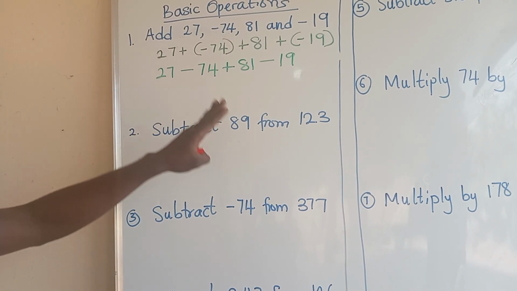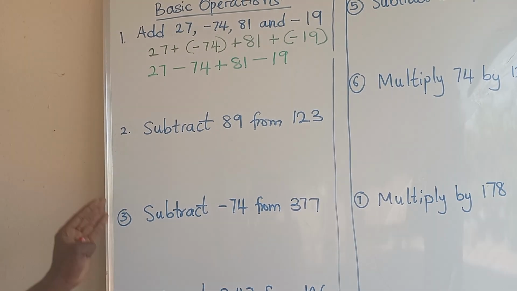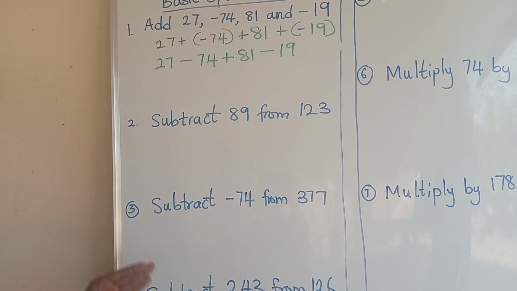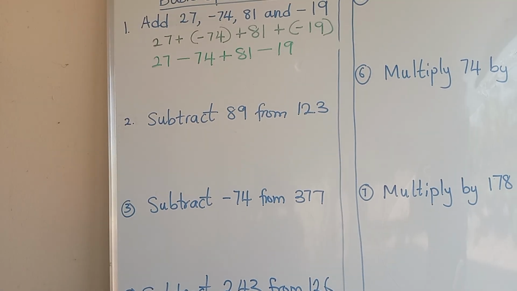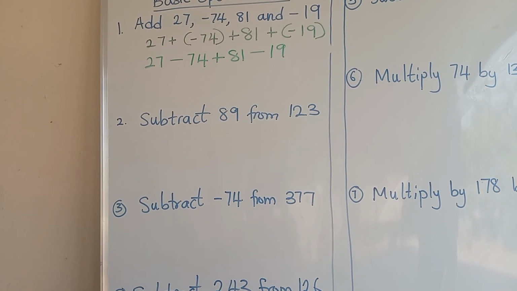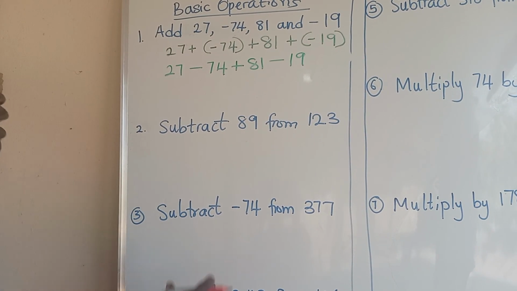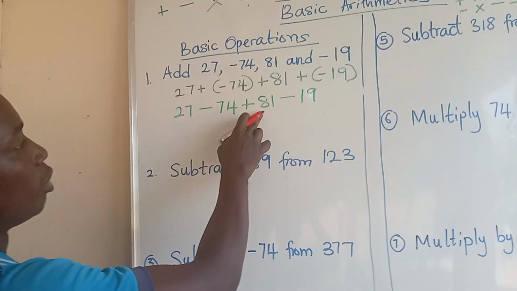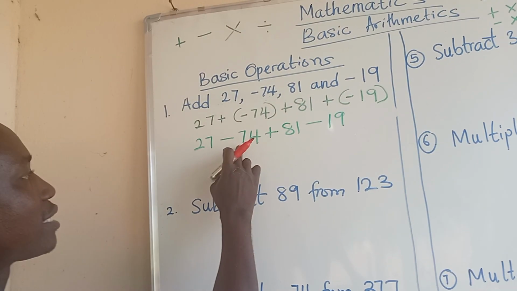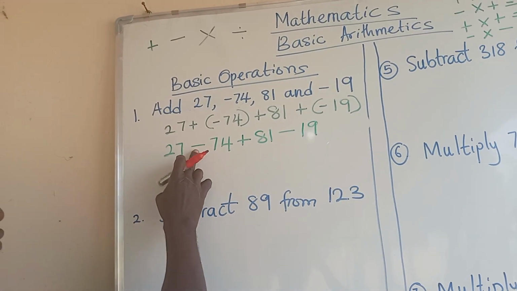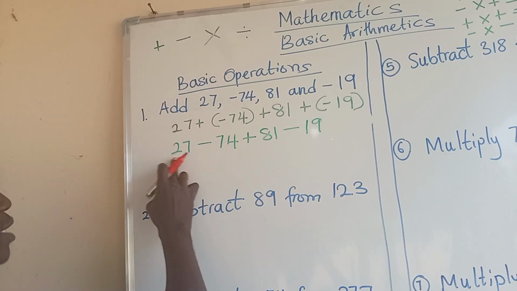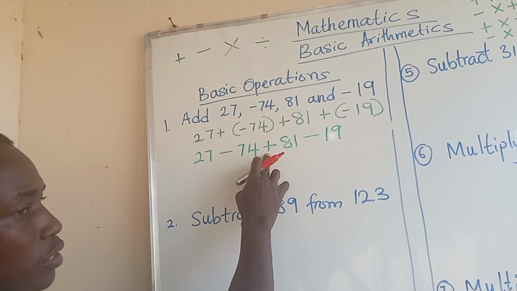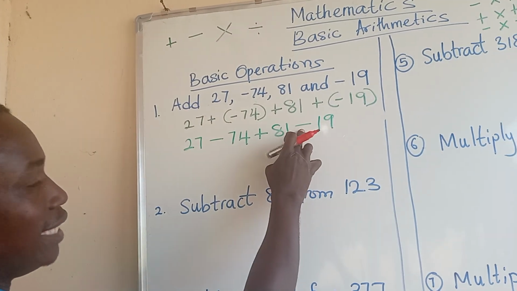And what do we mean by collecting like terms? The numbers that have positive signs, you collect them at one side, while the numbers that have negative signs, you collect them at another side. Now, when we talk about sign, we mean the sign that is in front of the number. So for example, the sign of 74 is the negative in front of it. The sign of 27 is the positive in front of it. The sign of 81 is the positive in front of it, while the sign of 19 is the negative in front of it.